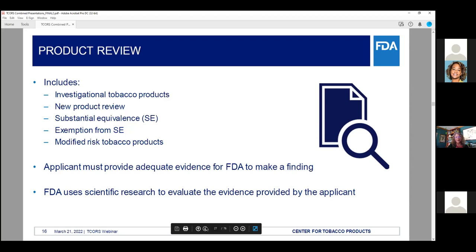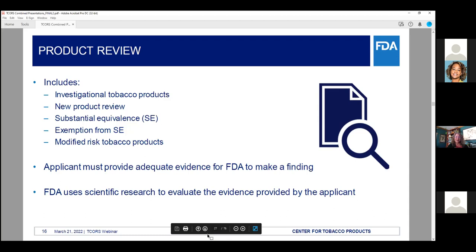This is really having the review or taking a look at the product application to understand whether the differences between this new product and a predicate product raise any different questions around public health as a whole. And then finally, modified risk tobacco products, or MRTP, is the pathway often referred to in good government acronym form.